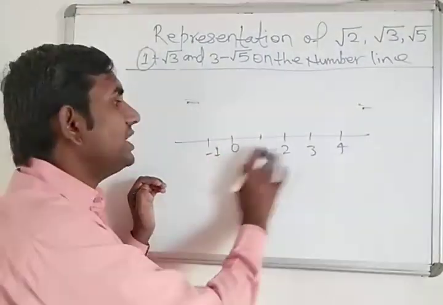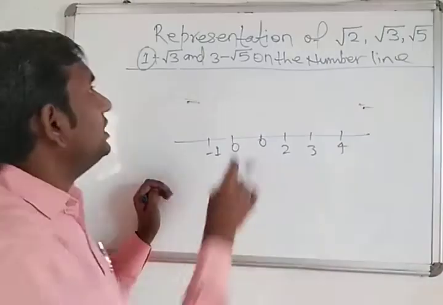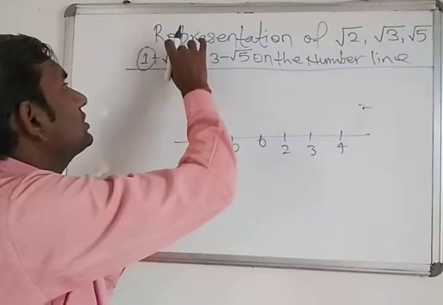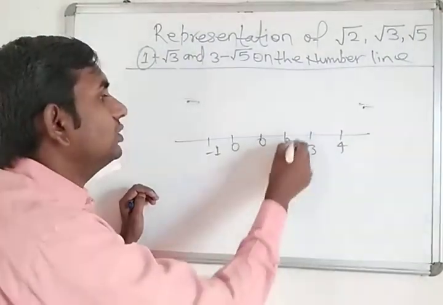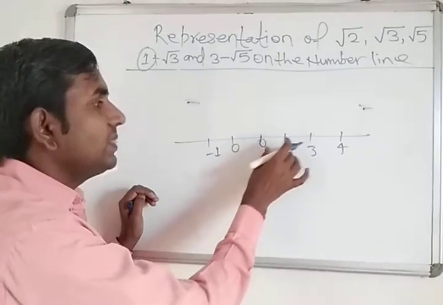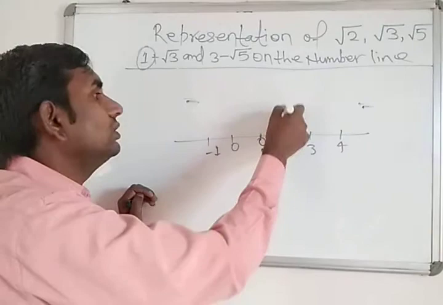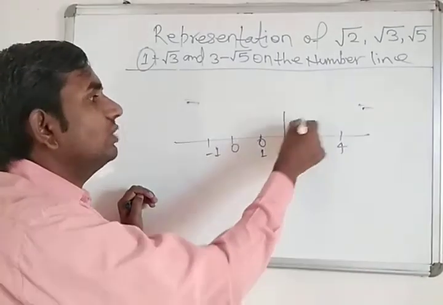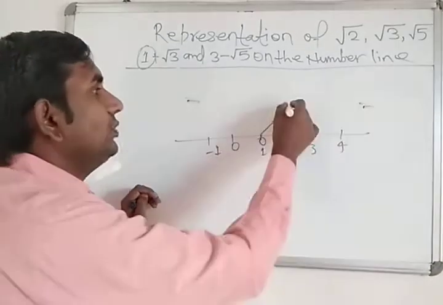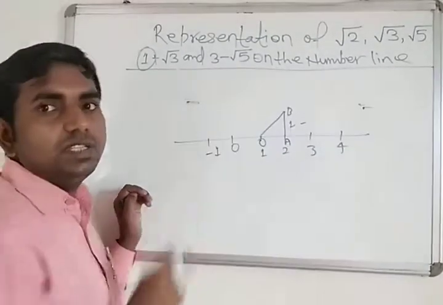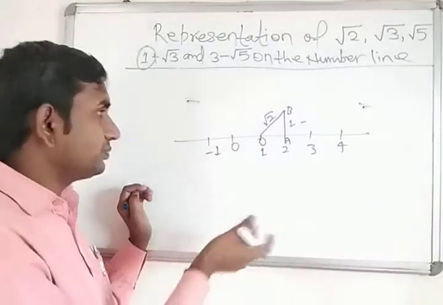Now here we have to assume in place of 1 is equal to O. Okay, and then we have to construct under root 3. For this we take this unit as A. Okay, now between O and A the length is equal to 1 unit. Now once again we have to draw a perpendicular which is equal to 1 unit. Here we write B. Okay, OB is equal to under root 3. We already found this in the previous solution.